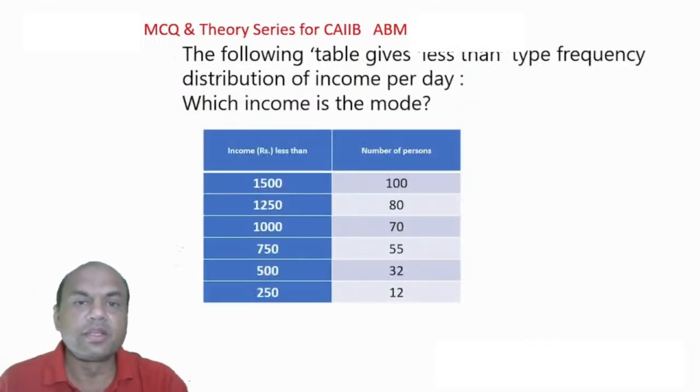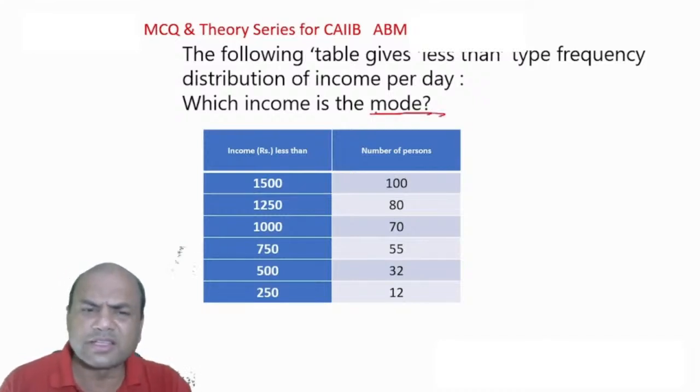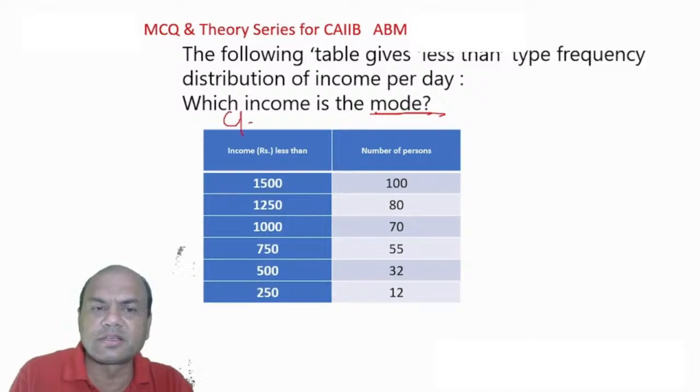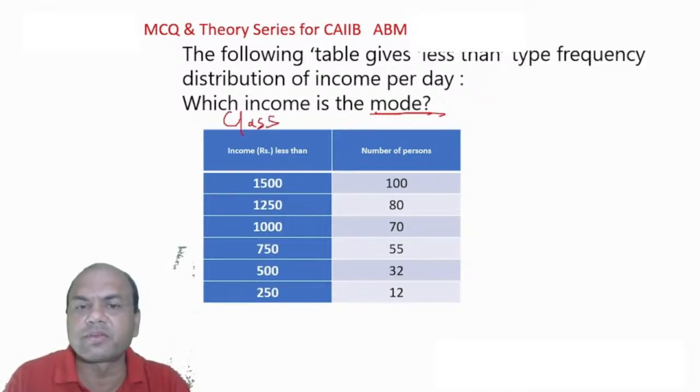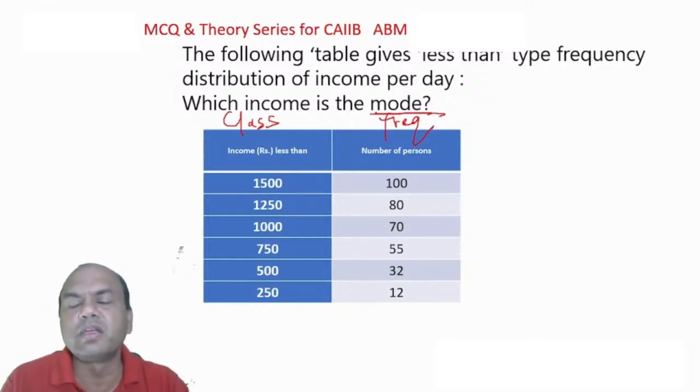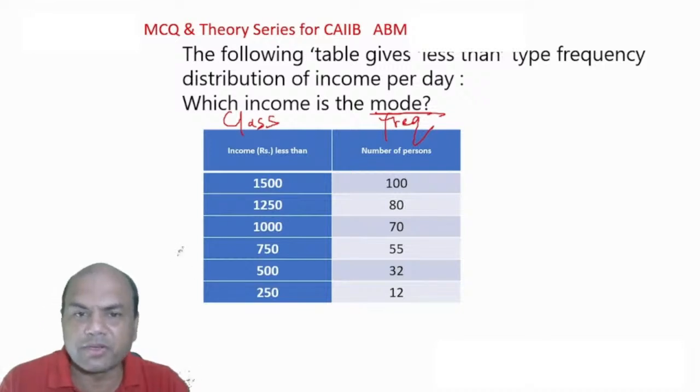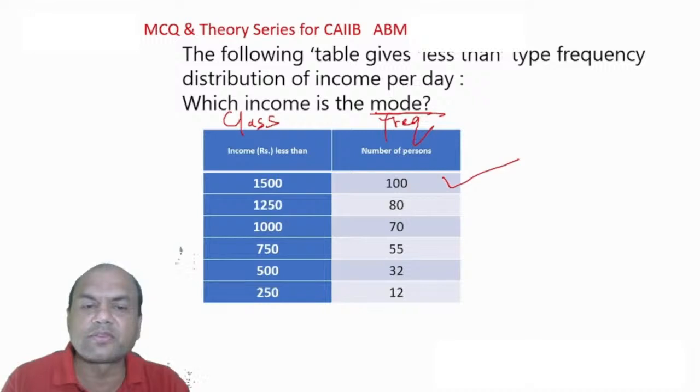Next one. The following table gives less than type frequency distribution of income per day. Which income is the mode? So I want the mode now. Look at this. This is known as the class, and this is the frequency. Which is the maximum frequency? Mode means the class which has the maximum frequency. So which is the maximum frequency over here? 100. So the modal class is this, 1500.